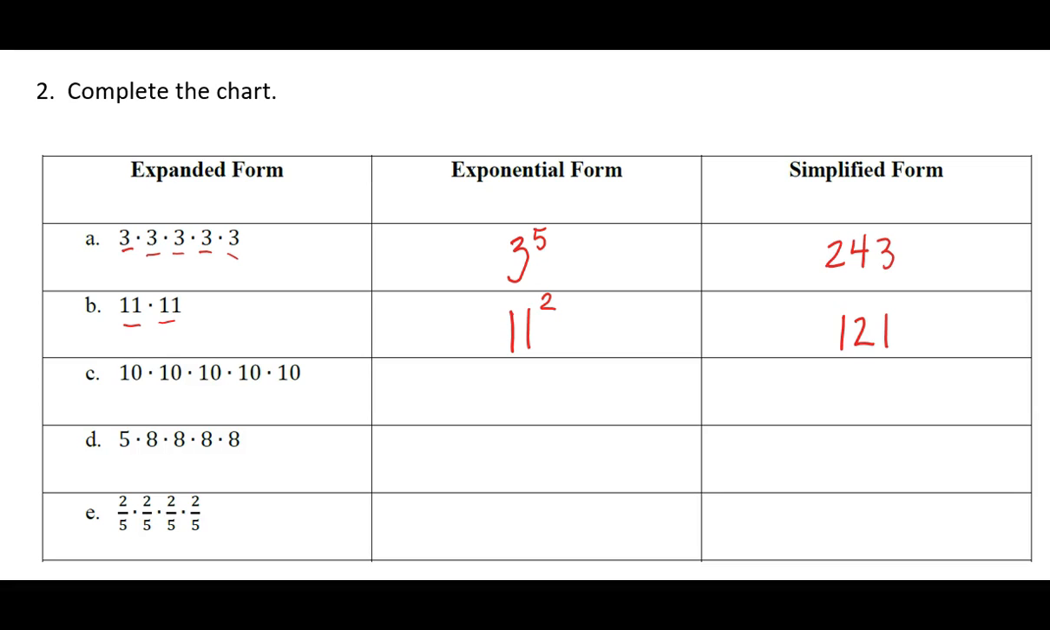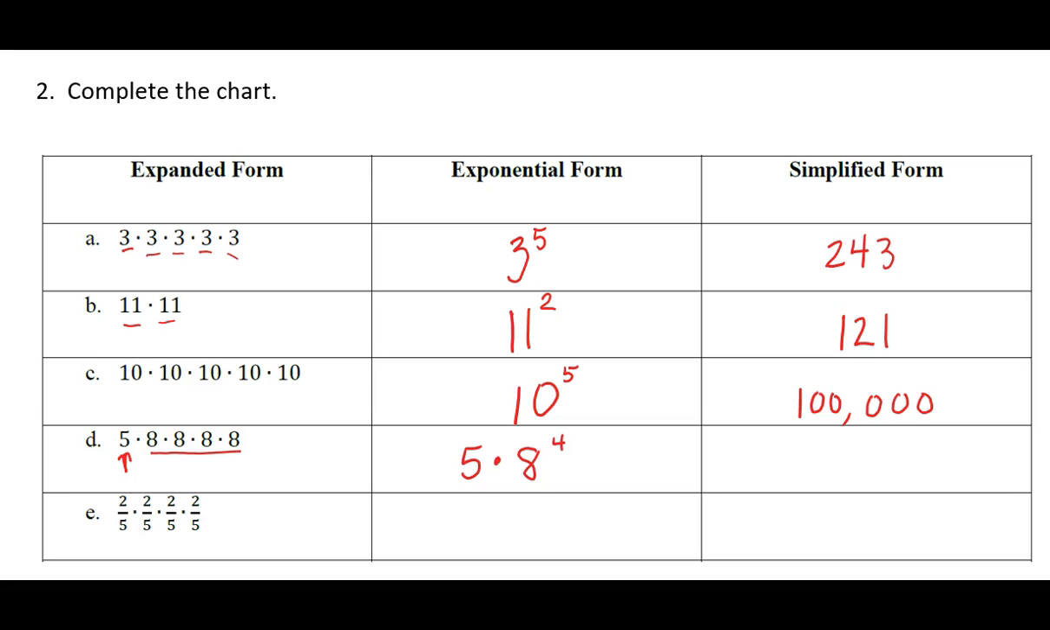Question C, we have powers of 10 again, so I have 10 as my base, and I'm multiplying 5 tens, so it's 10 to the fifth power, and that was 100,000. In question D, I have a combination. I have several 8's that I'm multiplying and a 5. Now I can't combine the 5's and the 8's. So we'll say for this one that I'm multiplying 5 times 8 to the fourth power.